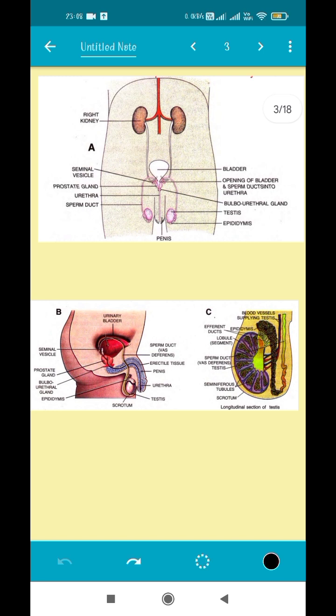In males, how does the sperm get released and what is its entire pathway? Let's see. First of all, in the testis, in both of these regions, the sperms are produced, and then you can see there is a thin sperm duct arising from the testis. The sperms are transferred using this sperm duct into the urethral region, or the penis region.